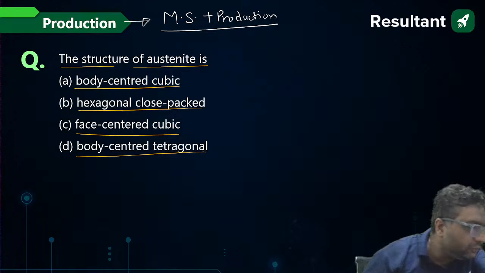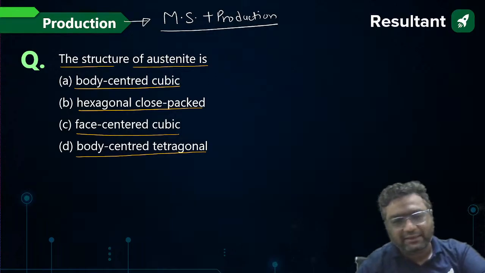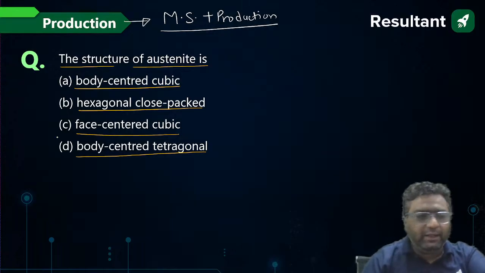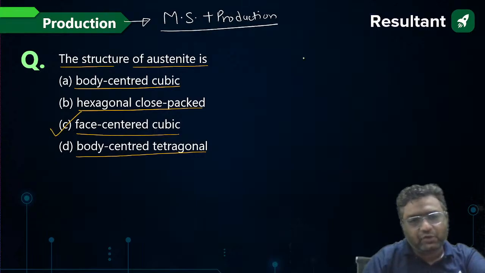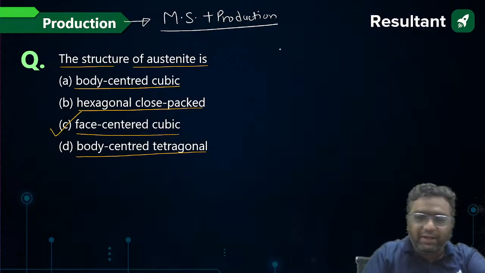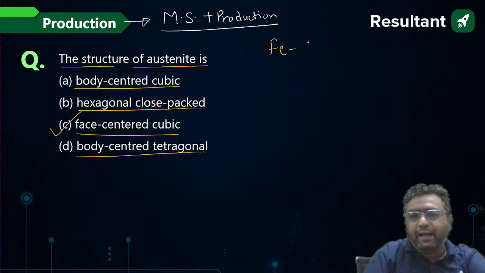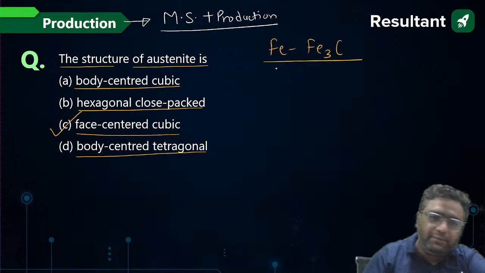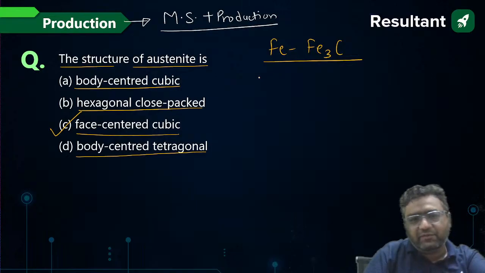The answer is C, FCC. Very good, dear, your answer is correct. C is the correct answer. Whenever we are talking about the iron-carbide phase diagram, some terminologies come into the picture. The very first, we are aware of ferrite. When we talk about ferrite, we also have austenite.